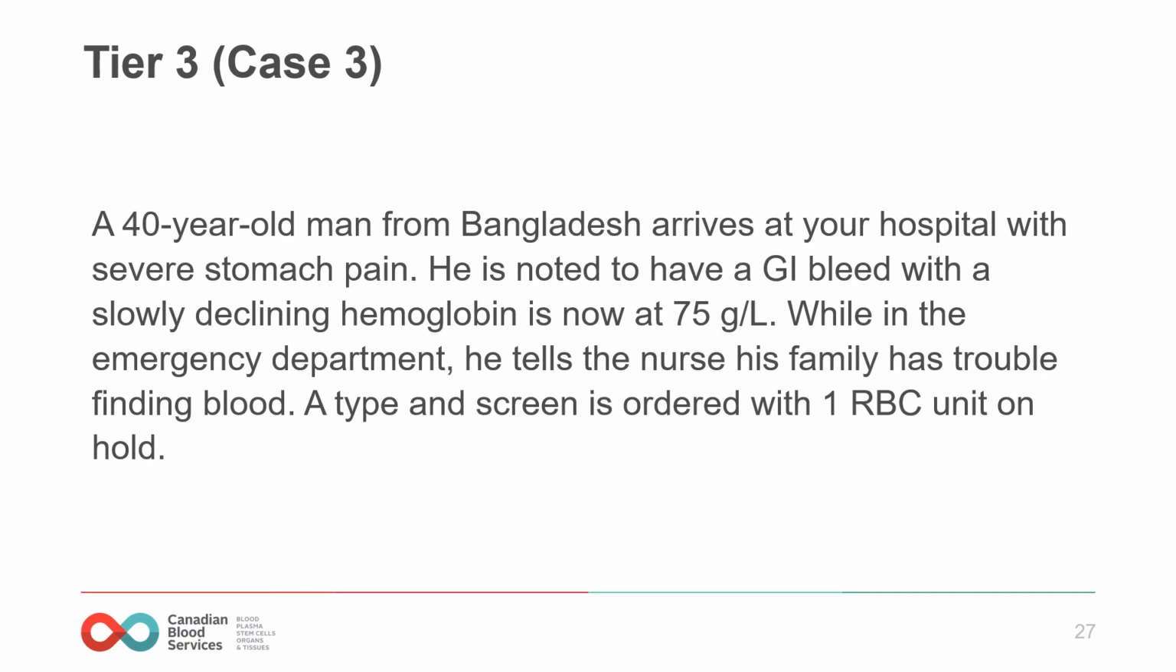So we have a 40-year-old man from Bangladesh arriving at your hospital with severe stomach pain. He's noted to have a GI bleed with a slowly declining hemoglobin that's now at 75. While in the emergency department, he tells the nurse that his family has trouble finding blood, and a type and screen is ordered with 1 unit on hold. So some of the important facts from this case: the patient is from Bangladesh, and he notes that his family has trouble finding blood.